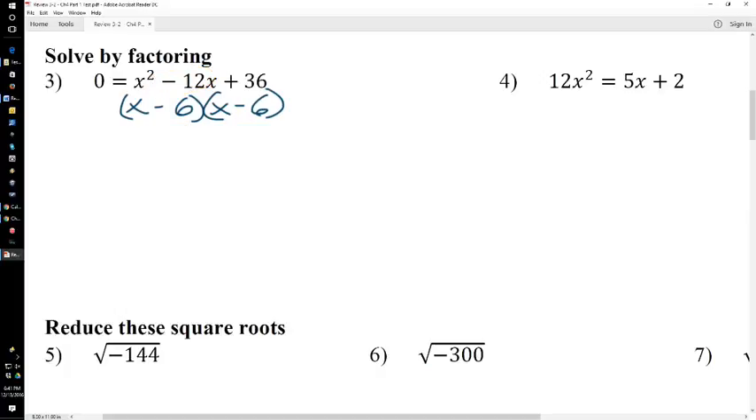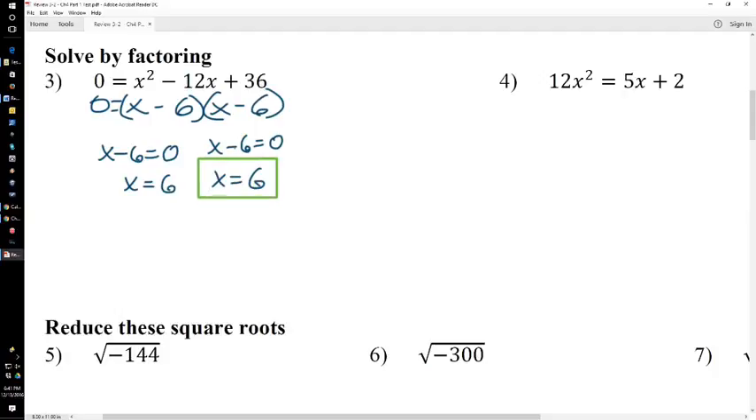And when I set them equal to 0, we'll get our answer. So x minus 6 equals 0. Move the 6 over, x equals 6. Now, normally if you have two different terms, you'd have to do this twice. But since it's the same thing, you're just going to get 6 twice. Either way, the answer is 6.